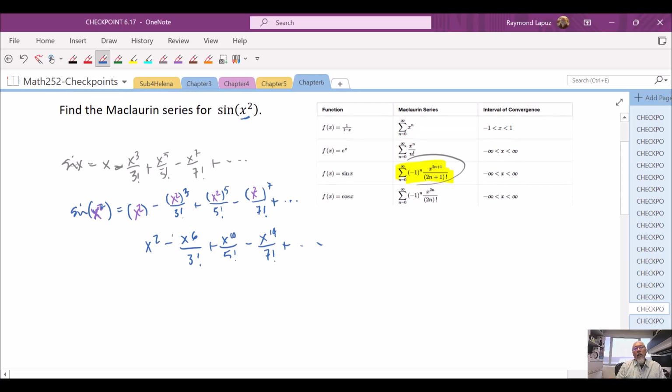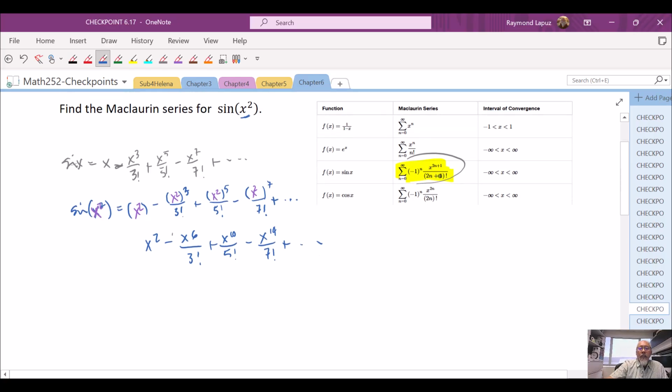All right, now if we do want to write that out as a series, then we can just look at the series and say, okay, this is going to be the sum as n goes from 0 to infinity of -1 to the n times, now wherever we see an x, remember, we're going to replace it with an x squared. This is x to the 2n plus 1 over 2n plus 1 factorial.